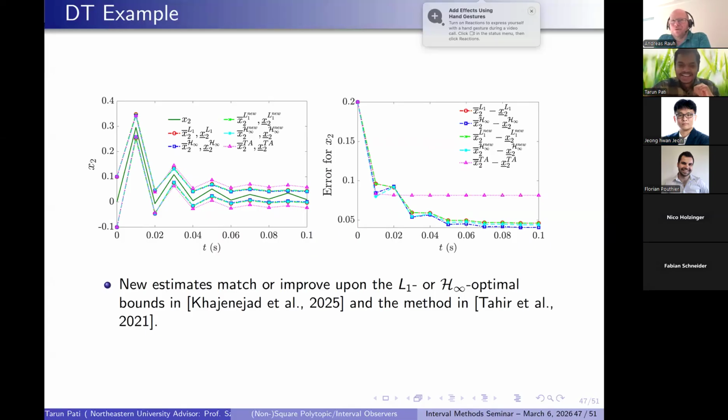Actually, let me correct it. We have other works that can do unknown input observers without assuming bounds on the unknown inputs, but they rely on the structure of the dynamical system to give us additional information. That's not Tarun's work, it's some other students' works, and we have looked at it before.